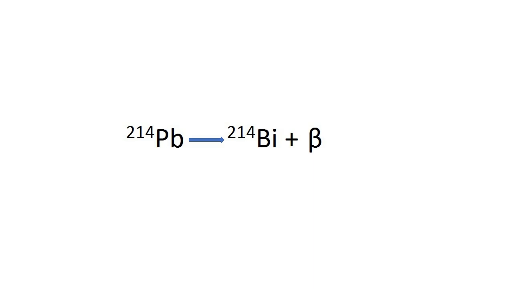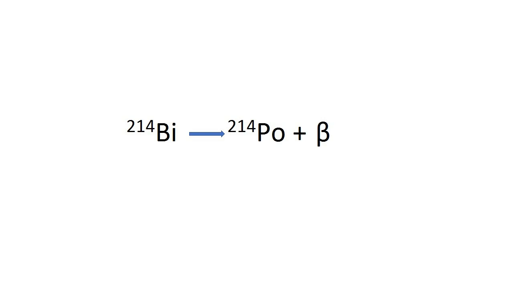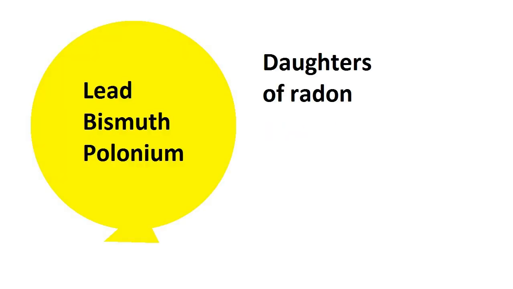Note that we won't show gamma emissions in the following equations. Bismuth-214 is also a beta emitter and decays to polonium-214 with a half-life of just under 20 minutes. We should point out that there are other decays in this series. So, after a time, the balloon should have radioactive polonium, lead and bismuth adhering to it. We sometimes call these the daughters of radon.